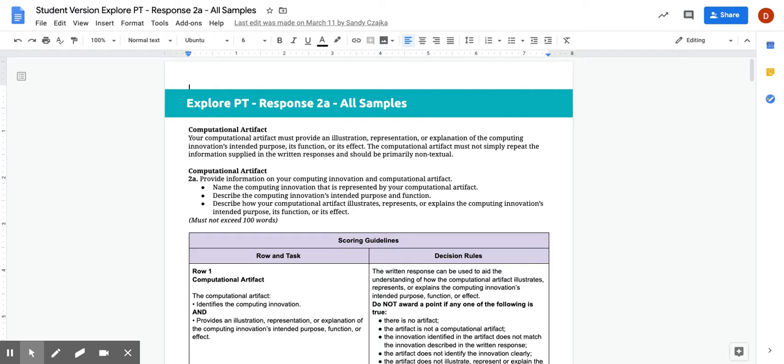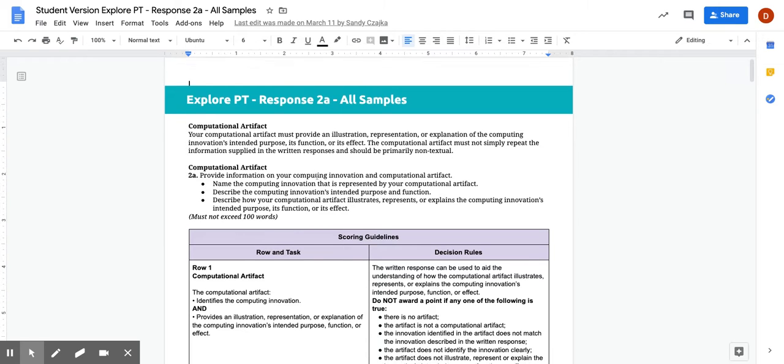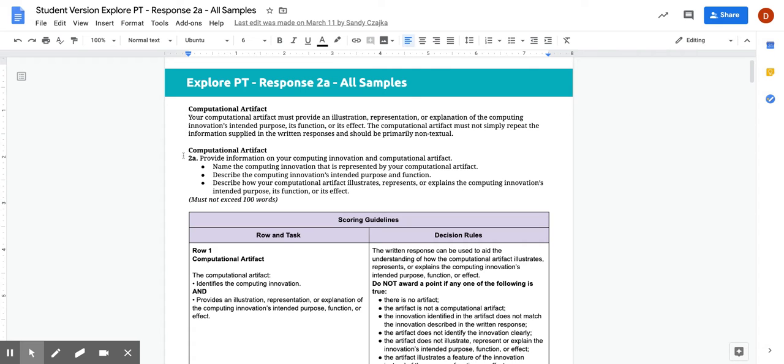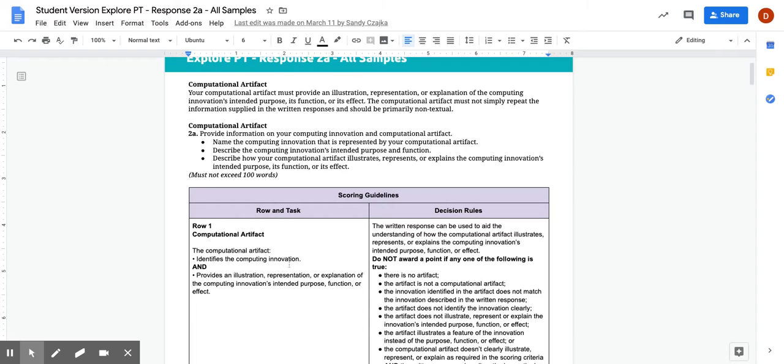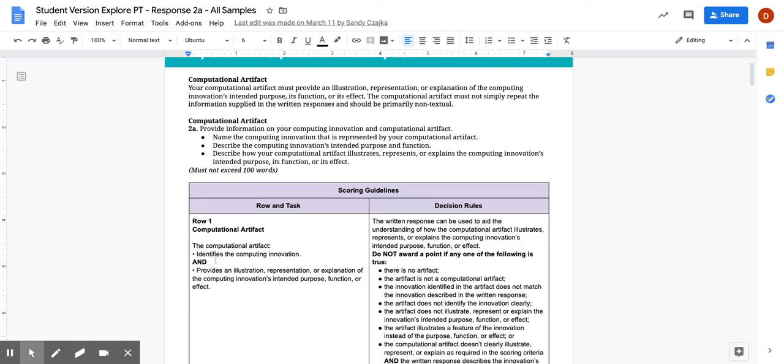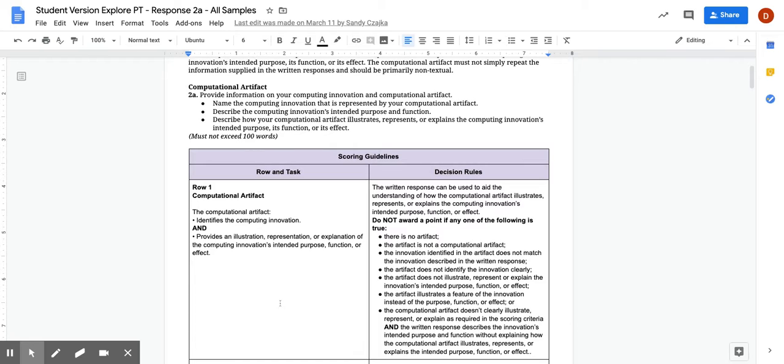All right, everybody, this is the video for the Explore Performance Task Response 2A sample scoring exercise. Just a reminder, for 2A we are talking about our computational artifact. The scoring guidelines say the computational artifact identifies the computing innovation for row 1 and provides an illustration, representation, or explanation of the computing innovation's intended purpose, function, or effect. So that's row 1 that we are scoring.